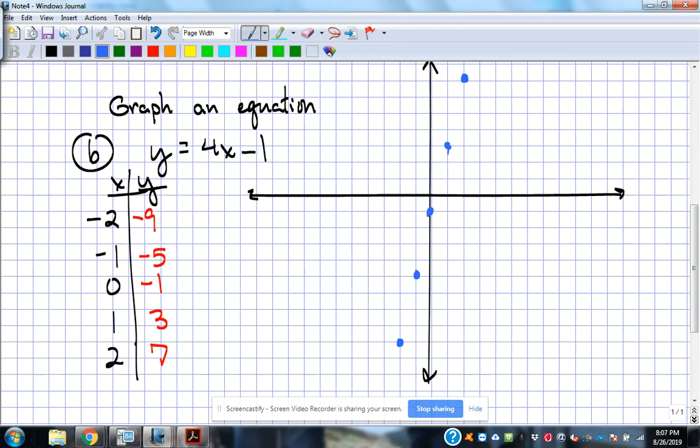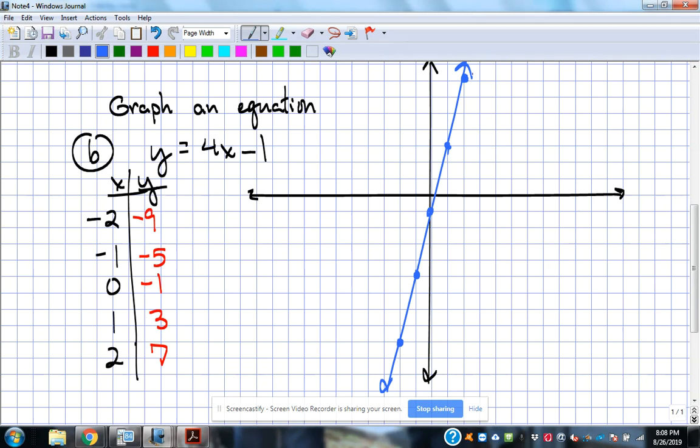It makes a straight line. Most of us probably knew that was a linear equation. It was going to make a straight line, and we could connect those with a line if we want. That's beautiful. We plotted some points. We graphed an equation. I plugged in some x values.